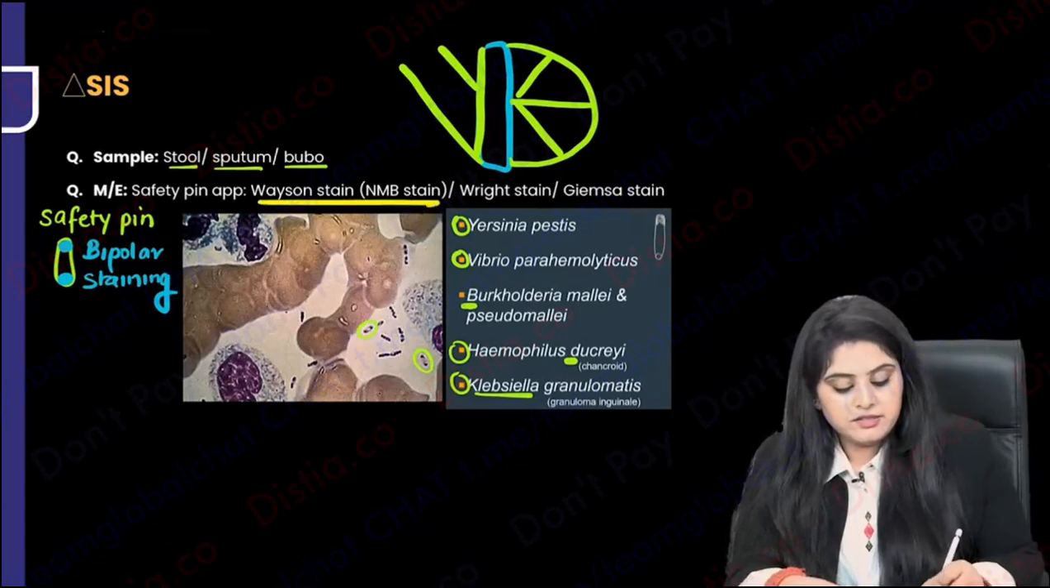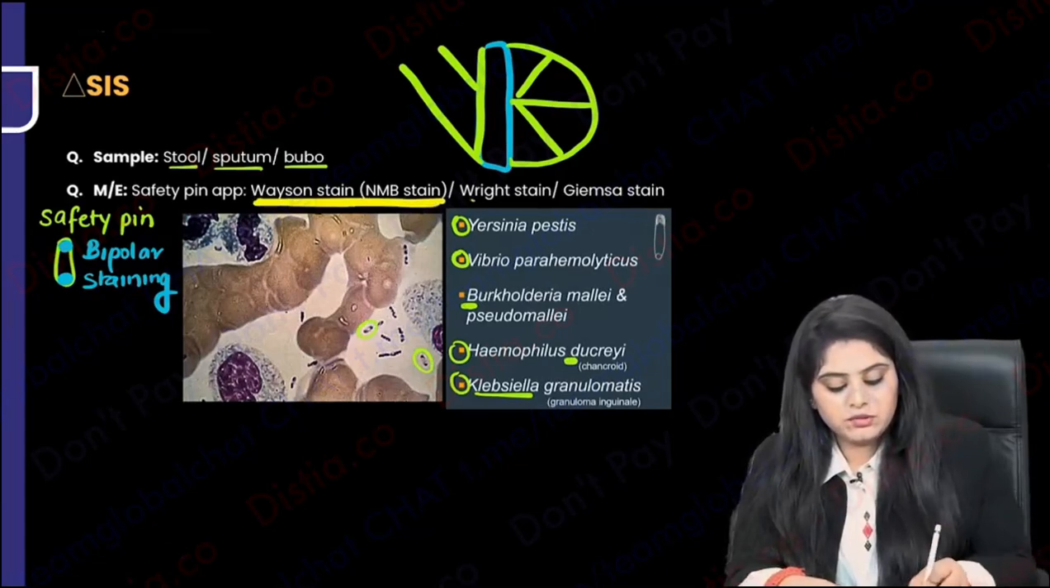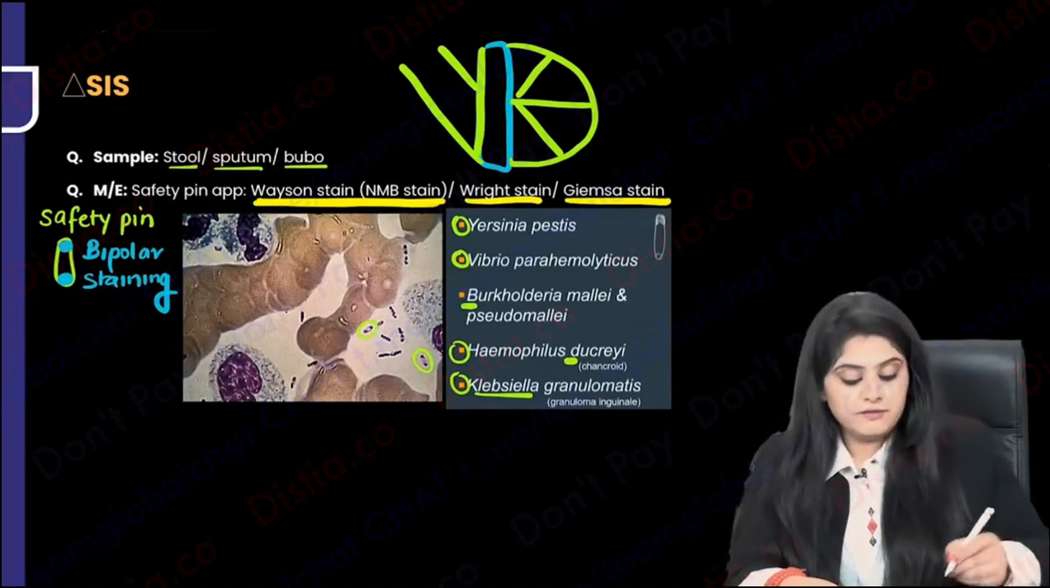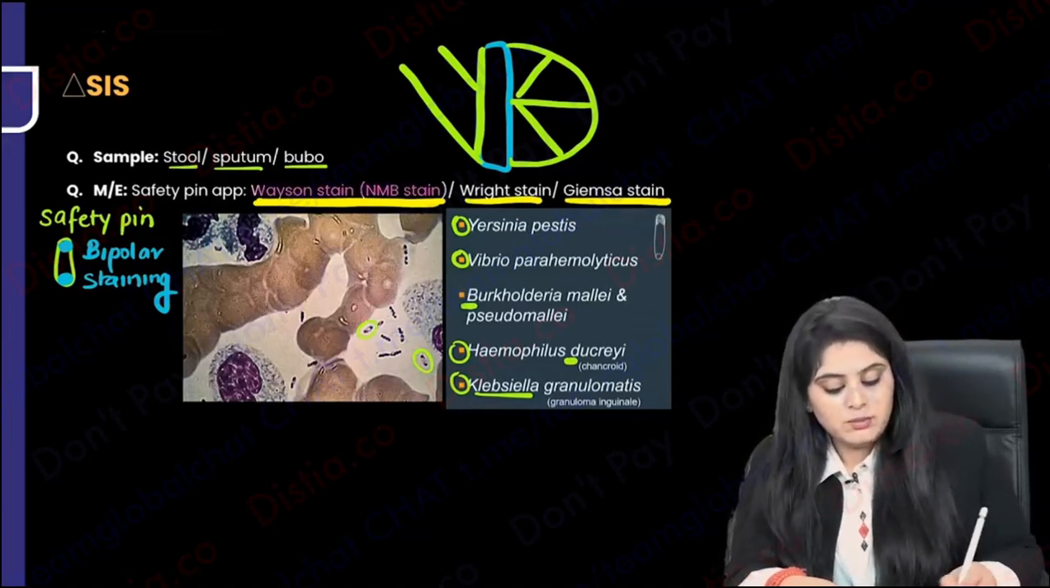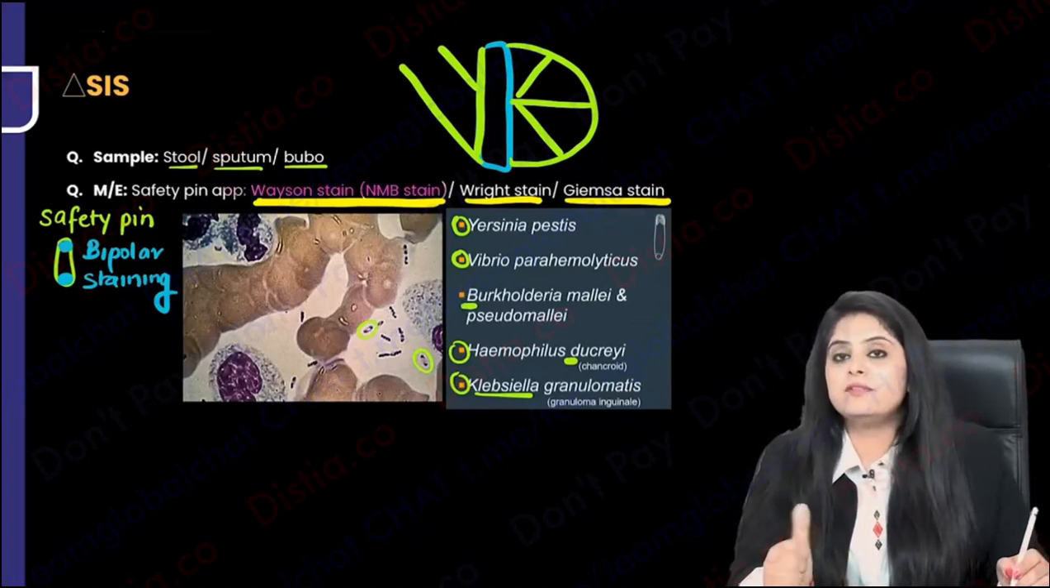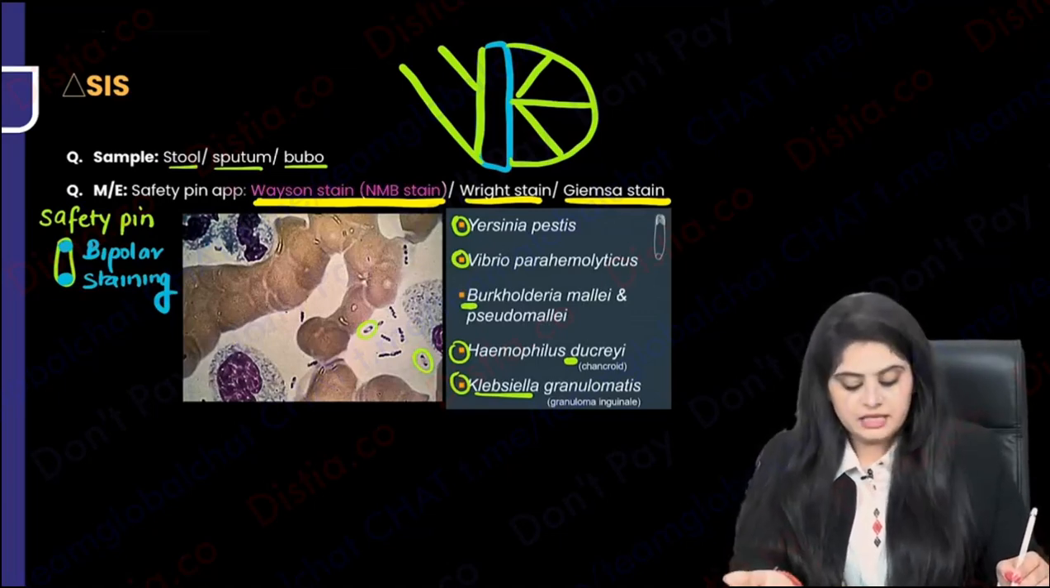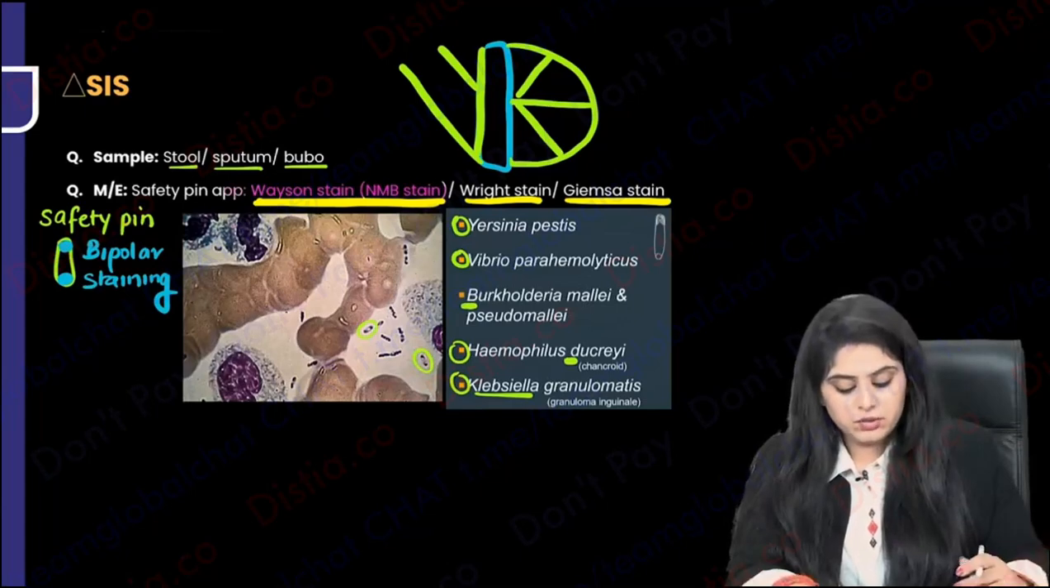Most importantly is the Wayson or the new methylene blue, also the Wright or the Giemsa stain. If you have to mark one, you have to mark the new methylene blue or the Wayson stain. So remember, Wayson or new methylene blue, also Wright and Giemsa can be used. What else? What are you going to use for the culture?